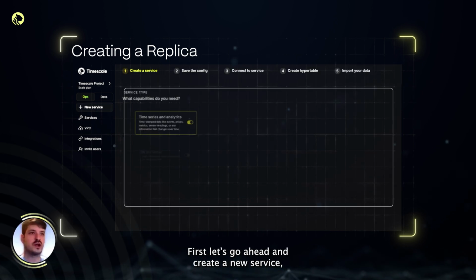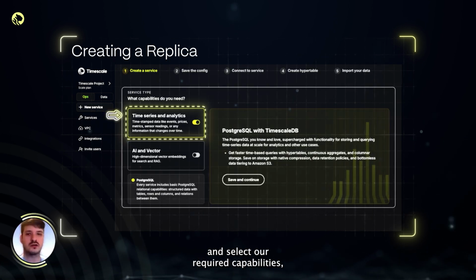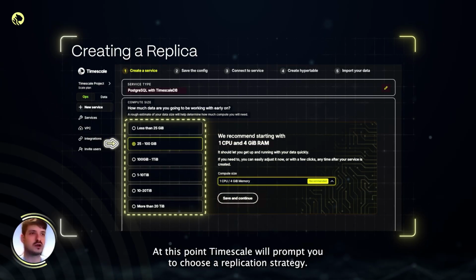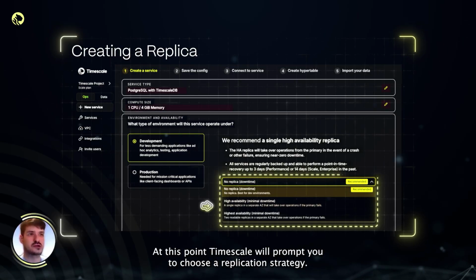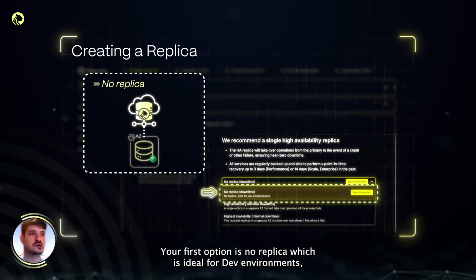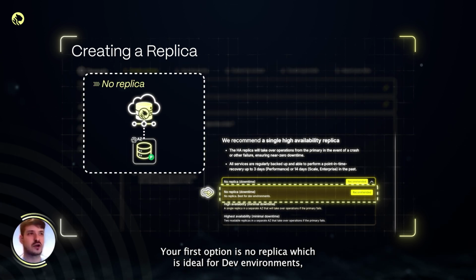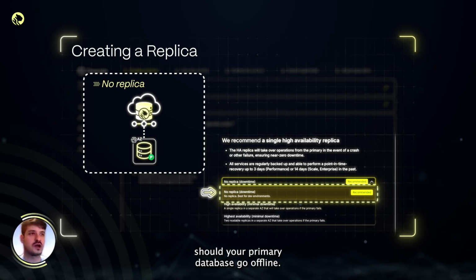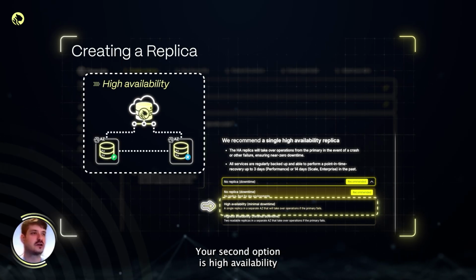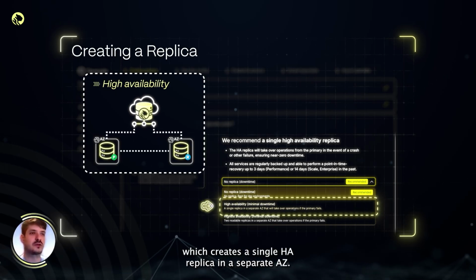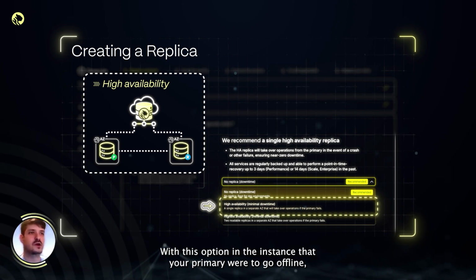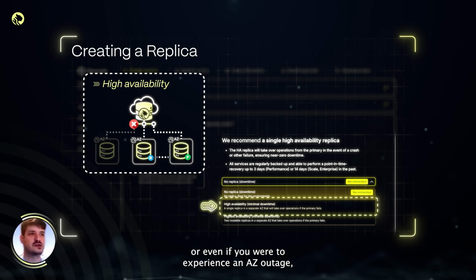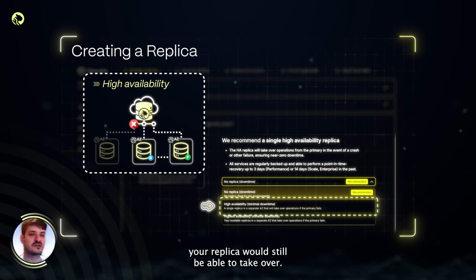First, let's go ahead and create a new service and select our required capabilities, as well as our desired CPU and memory. At this point, Timescale will prompt you to choose a replication strategy. Your first option is no replica, which is ideal for dev environments, but does not offer any sort of HA functionality should your primary database go offline. Your second option is high availability, which creates a single HA replica in a separate AZ. With this option, in the instance that your primary were to go offline, or even if you were to experience an AZ outage, your replica would still be able to take over.